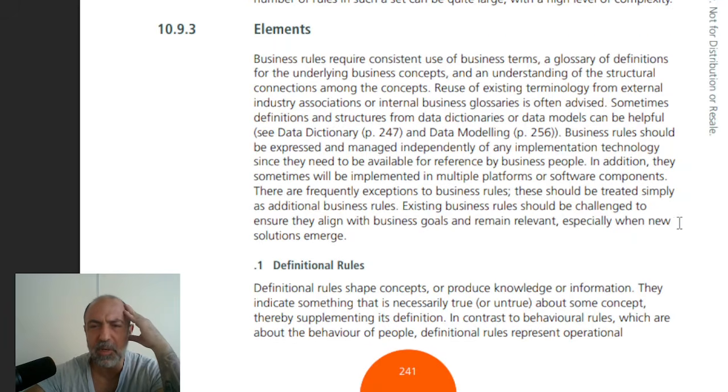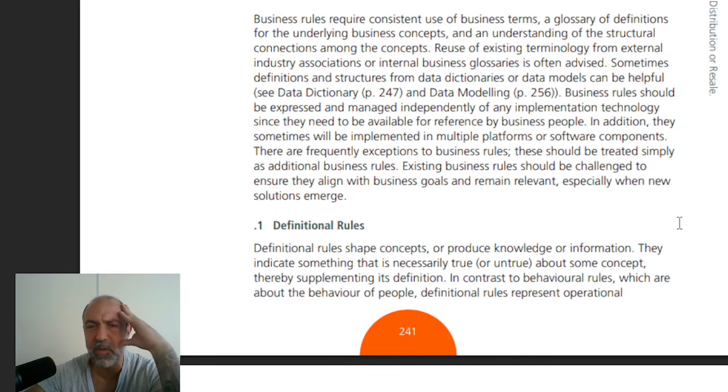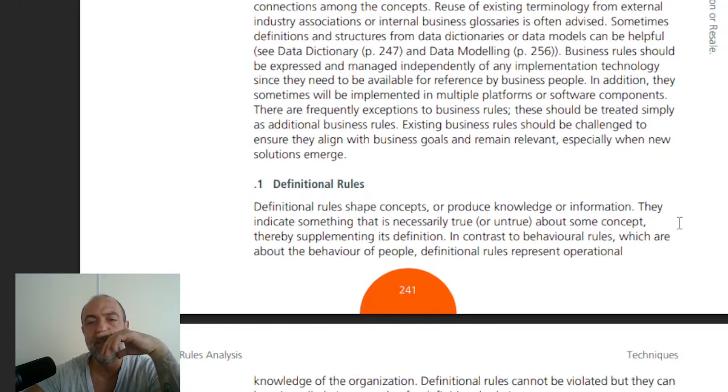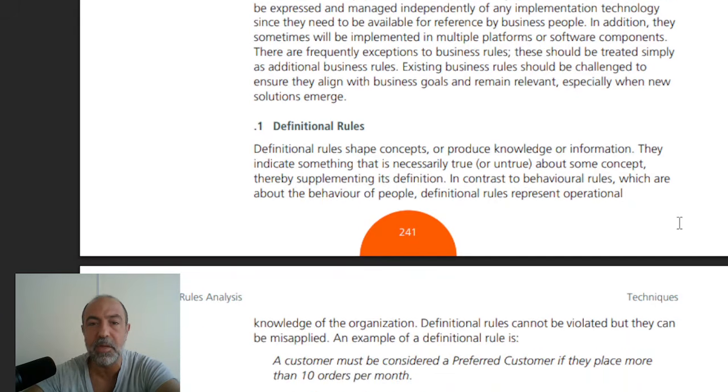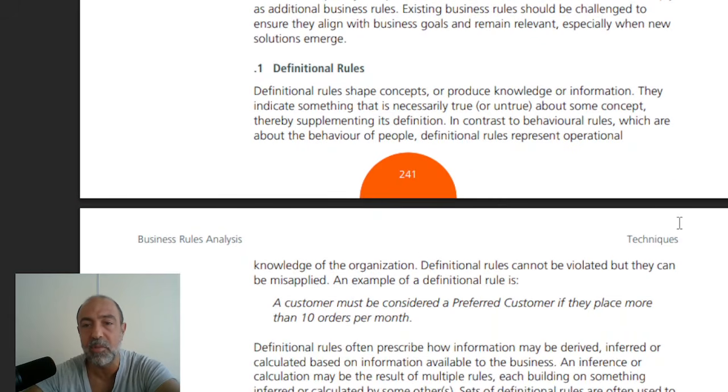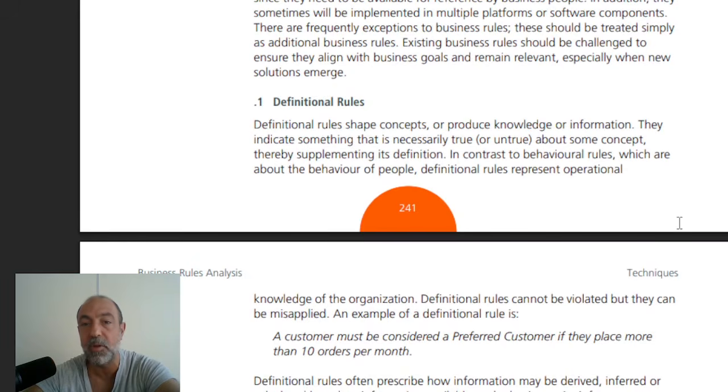Business rules should be expressed and managed independently of any implementation technology, since they need to be available for reference by business people. In addition, they sometimes will be implemented in multiple platforms and software components, naturally, because every business does not necessarily have one software, right? So the rules have to coherently extend everywhere. There are frequent exceptions to business rules. These should be treated simply as additional business rules. Existing business rules should be challenged to ensure that they align with business goals and remain relevant, especially when new solutions emerge.